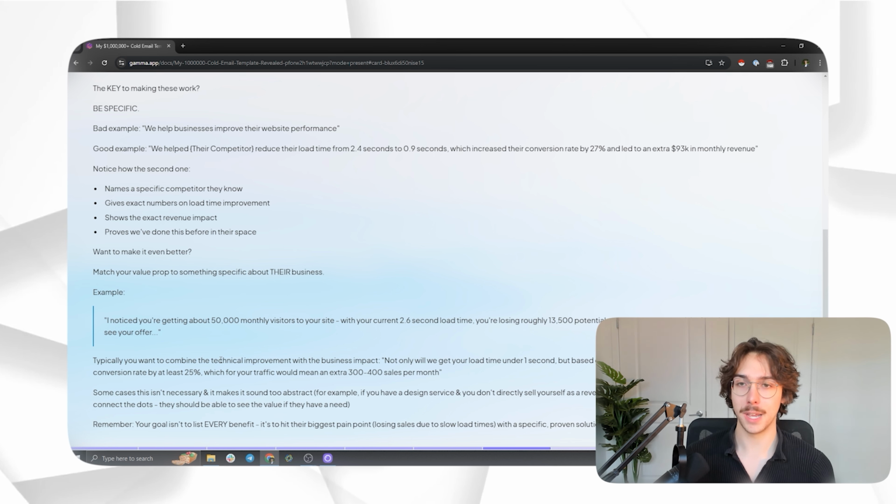The reason why people buy B2B services and reason why people respond to cold emails is to get something, typically, that generates revenue for their business. So not only are we going to get your load time under 1 second, but based on industry averages, blah, blah, blah. Again, you can kind of simplify this in your email. Keep this to 1 to 2 lines, but again, convey the value that you can provide to their business.